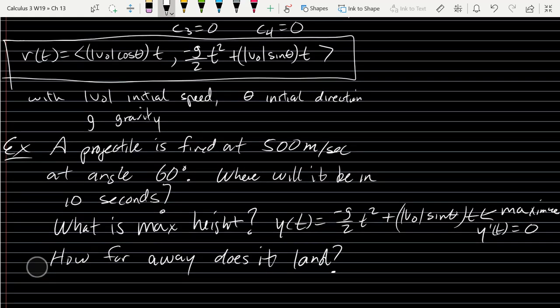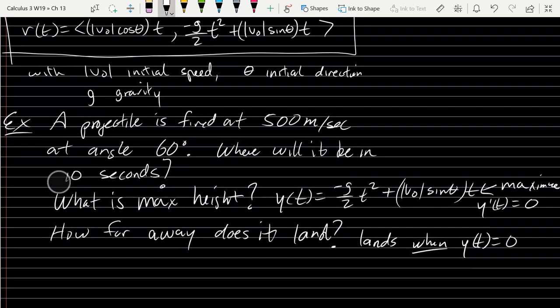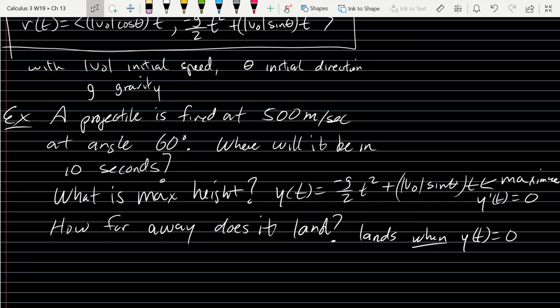All right, last, how far away does it land? How do we use the y coordinate for how far away it lands? Well, we will use the y coordinate. How do I know what time it lands? When y equals 0. So it lands when y of t equals 0. But the time is not how far away it lands. How do I turn the time value into how far away it lands? I'll use that t value. Let's call it t1, y of t1 equals 0. Then x of t1 equals the distance it has traveled at that time.